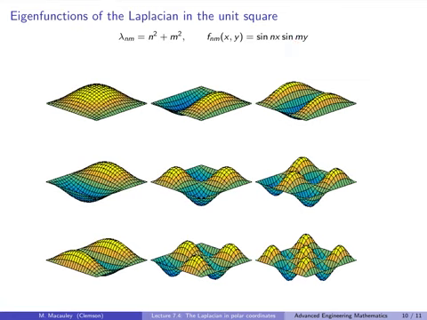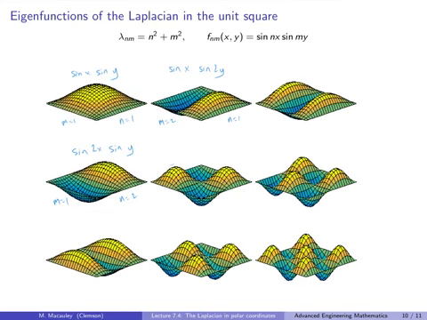So in this first case, this is when n equals 1 and m equals 1, and the function is sine of x, sine of y. In the second example, this is n equals 1 and m equals 2. Again, think of this cross-section as sine of 2y, and this cross-section as sine of x. And finally down here, this is n equals 2 and m equals 1, so we have sine of 2x times sine of y. And you can easily see the pattern for what these higher frequency eigenfunctions are as well.